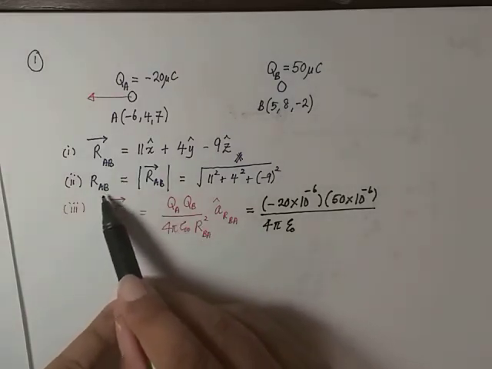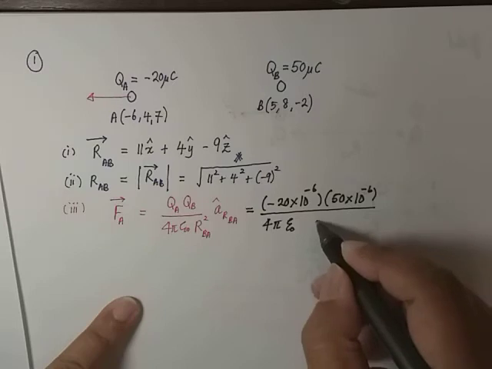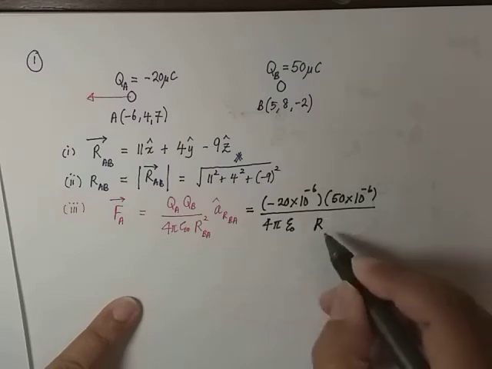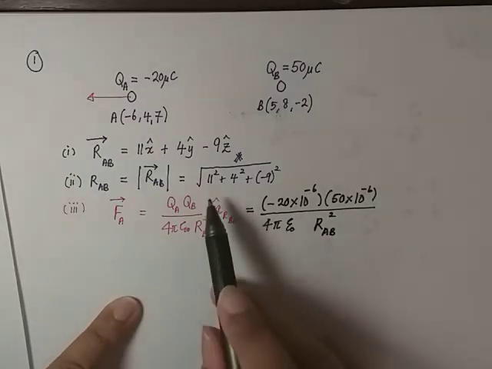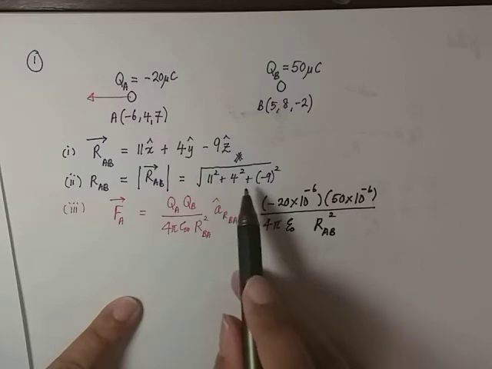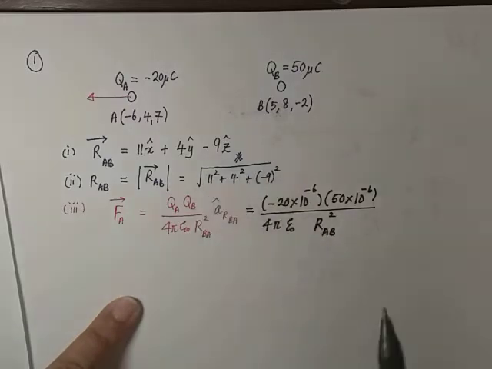Because I can see the magnitude, either AB or BA, I know it's going to be similar. So I'm going to use R AB squared. Therefore, it should be 11 to the power of 2 plus 4 squared plus 9 squared. You just take the summation of these values and square it.